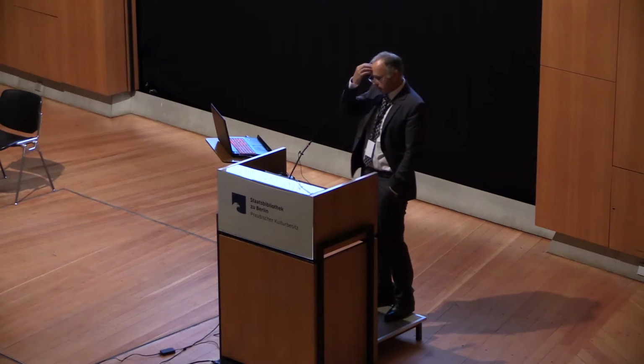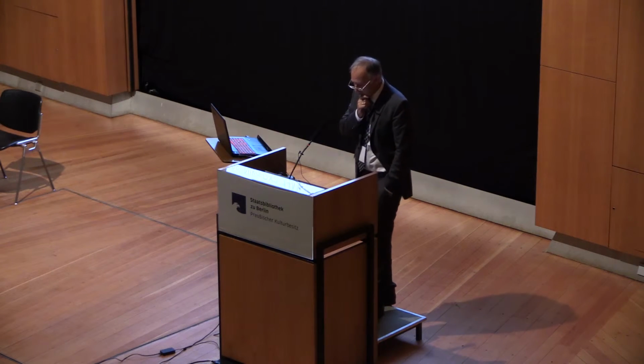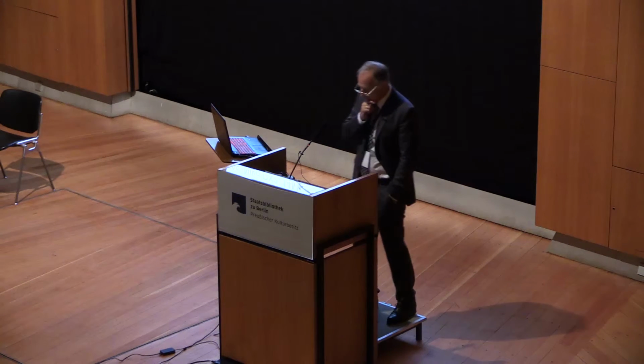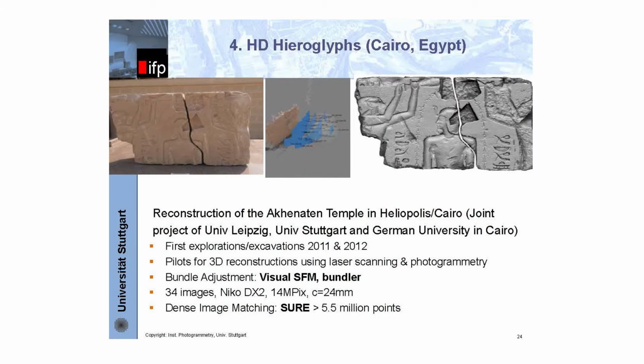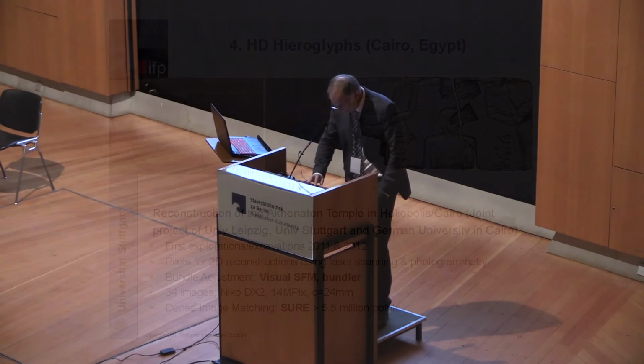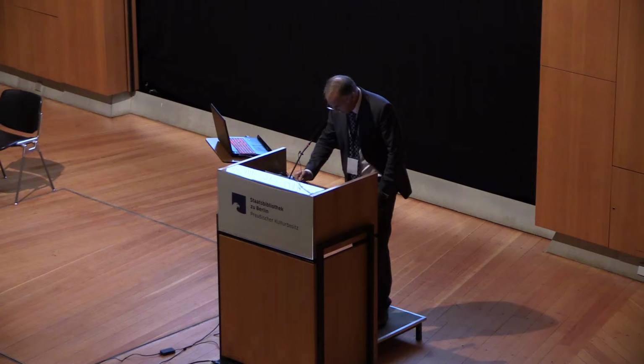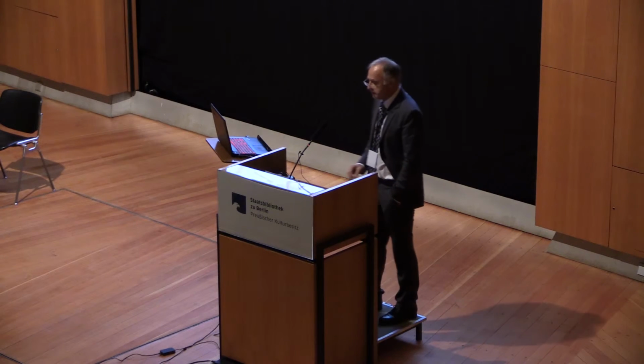So three years ago, we went to Egypt. There was a new temple found, an Akhenaten temple in Heliopolis in Cairo. And here we also used laser scanning and photogrammetry. We compared both technologies. And you see here a stone with hieroglyphs. For this stone, we took in total 34 images with a Nikon D810 40 megapixel camera. And we used our dense image matching software, SURE, which has been developed in my institute, and we finally created the 3D reconstruction, and you see here the comparison.